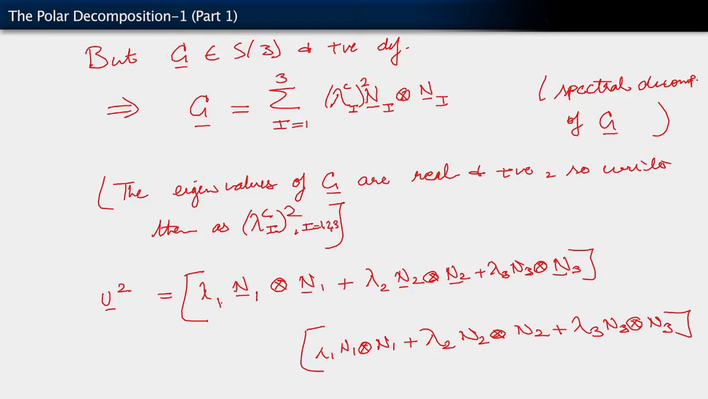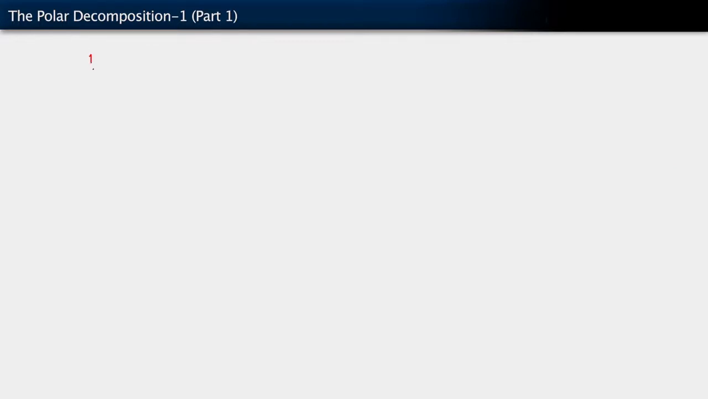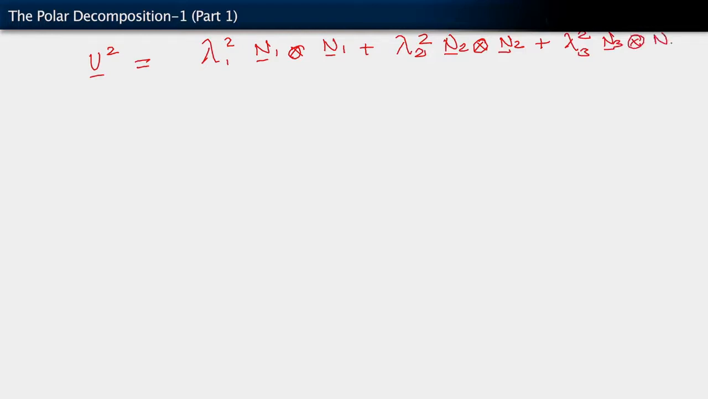Now recall, the n1, n2, n3 are orthonormal. When you carry out this product, therefore, what you're going to see is that n1 dotted with n1 is going to give you 1. But n1 dotted with n2 is going to disappear. It's going to give you 0. n1 dotted with n3 is going to disappear. Likewise for all the other products. So when we carry this product through, what we are going to see is that U square is essentially equal to lambda 1 square n1 tensor n1 plus lambda 2 square n2 tensor n2 plus lambda 3 square n3 tensor n3. Okay? All right? So now let's compare.